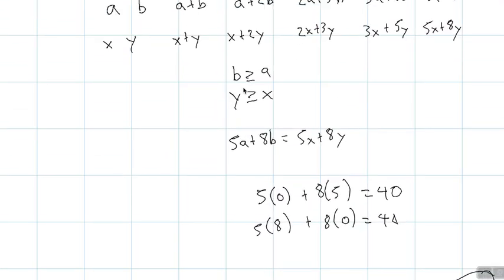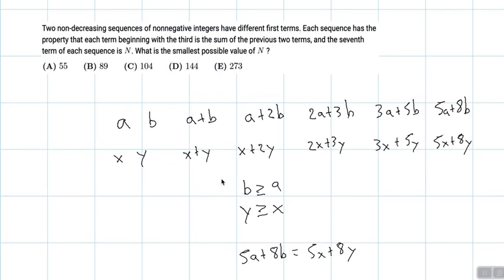And so, yeah, there you go. Smallest possible value of n is 104. So the answer is choice C.